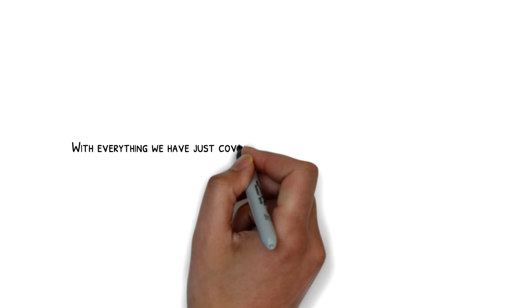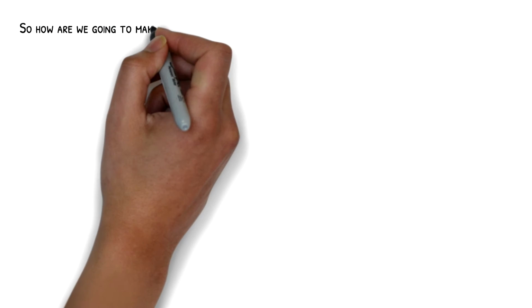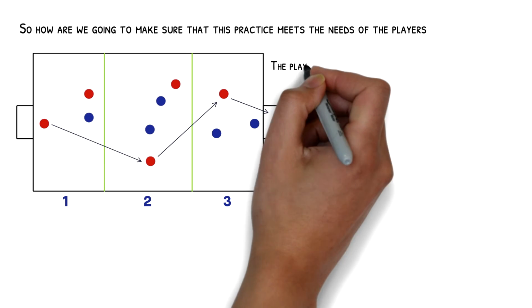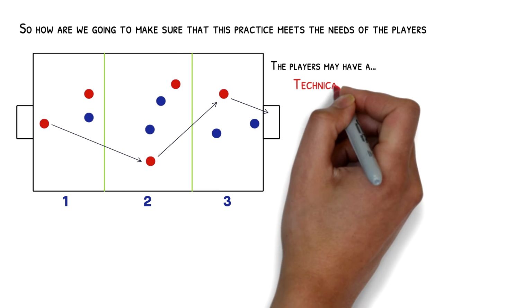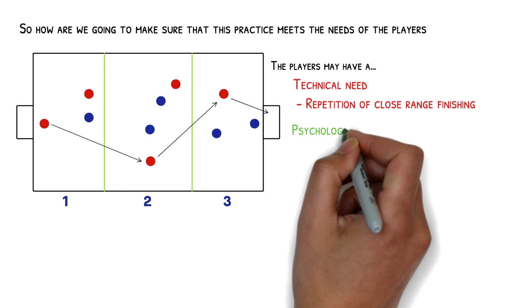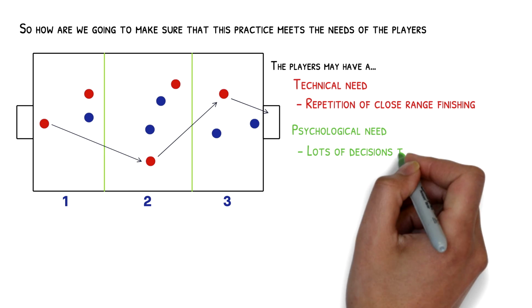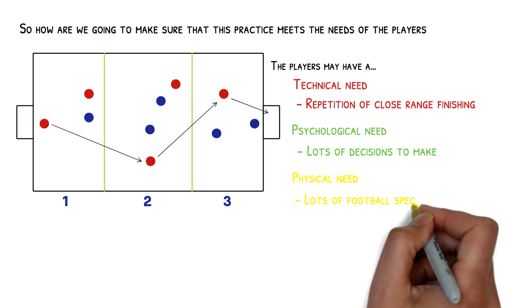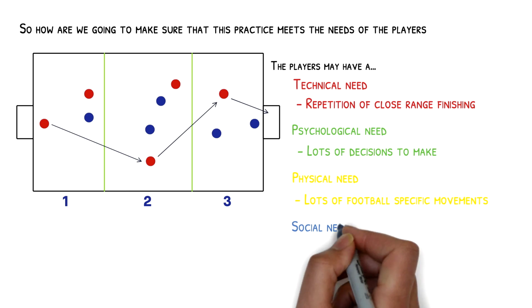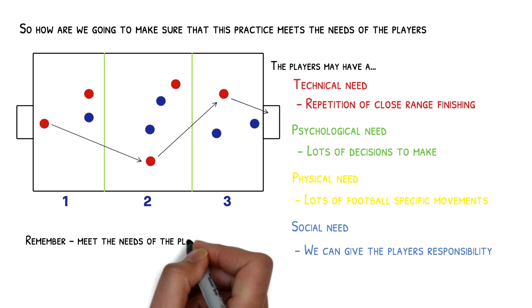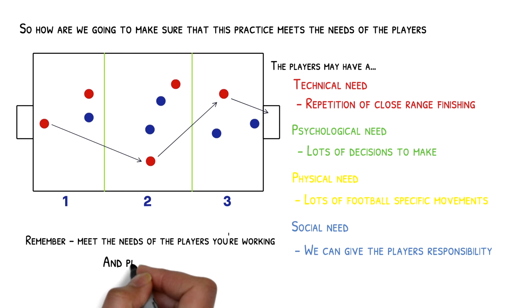With everything we have just covered, let's consider the earlier practice. So how are we going to make sure that this practice meets the needs of the players? The players may have a technical need, so we give repetition of close range finishing. A psychological need, so we give lots of decisions to make. A physical need, so we give lots of football specific movements. Social need, so we can give the players responsibility. Remember, meet the needs of the players you're working with and plan for it.